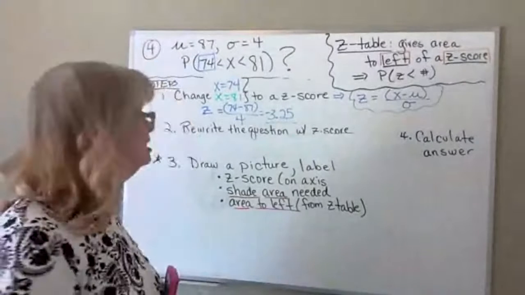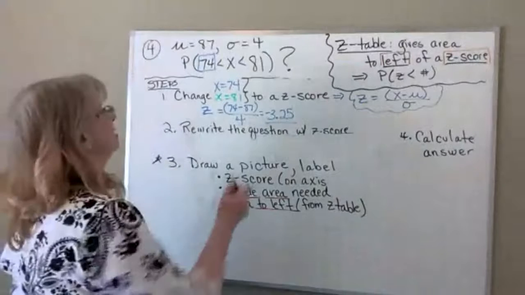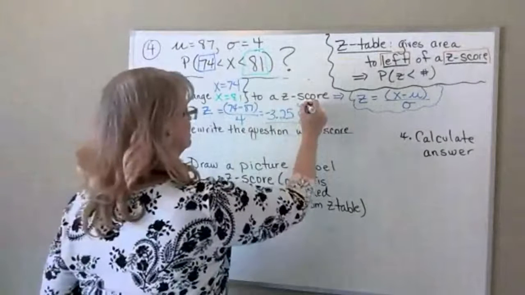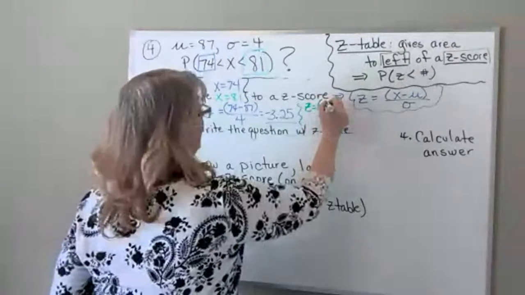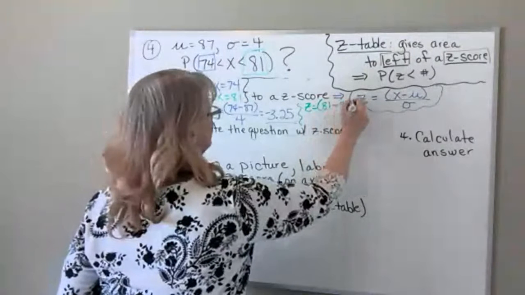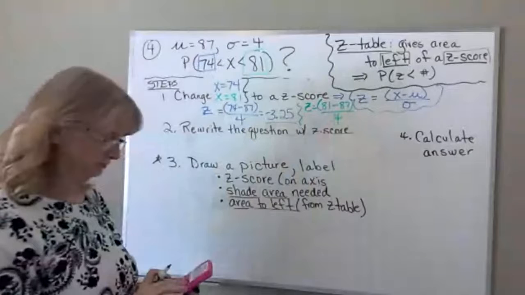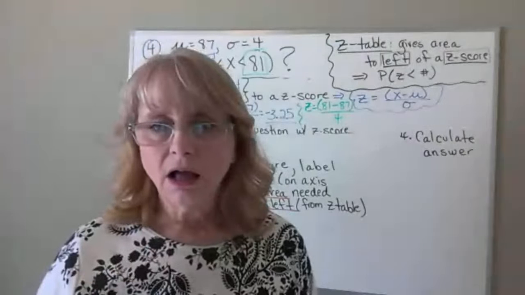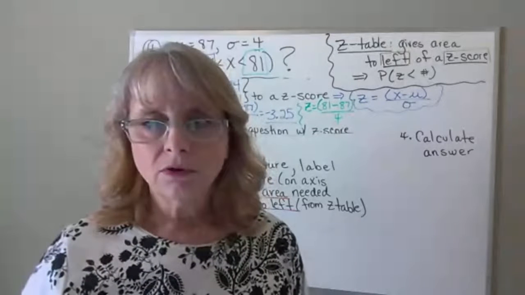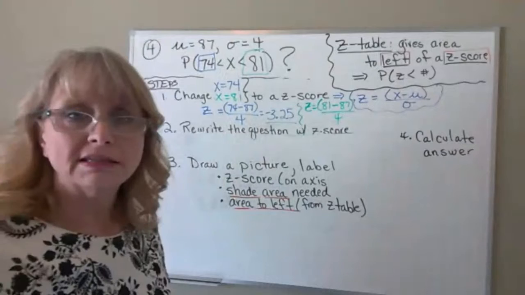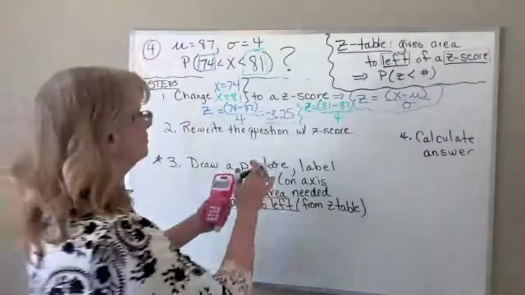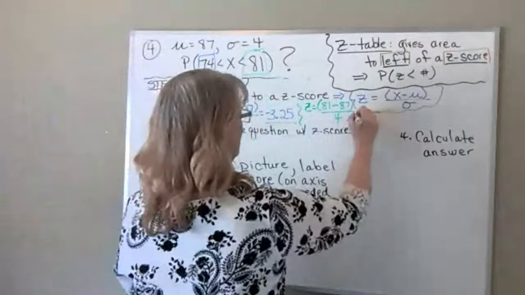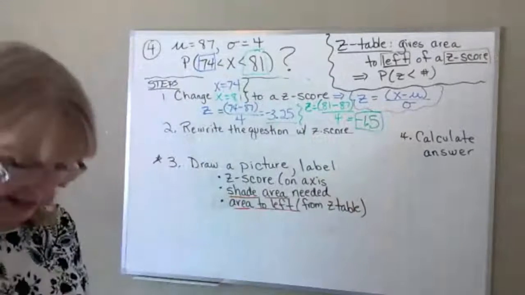Okay, good. Okay, then for the data value 81, our z-score would be 81 minus 87 divided by 4. What'd you get for that? So let's see. For the z-score for the 81, I got negative 1.5. Did you guys get that for that z-score?